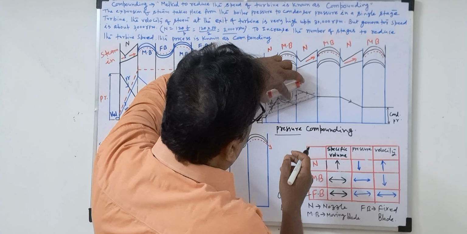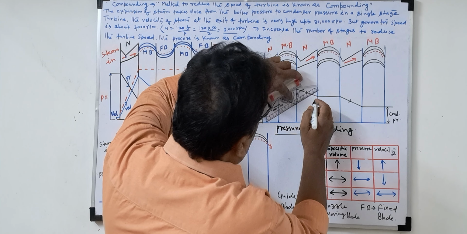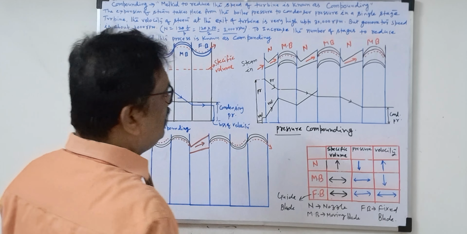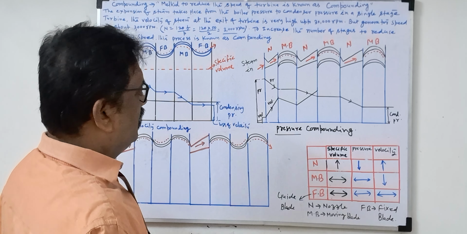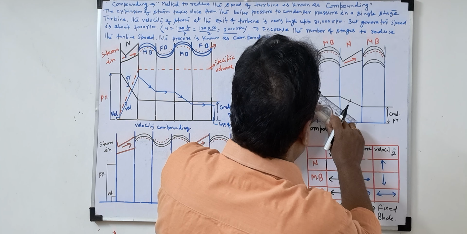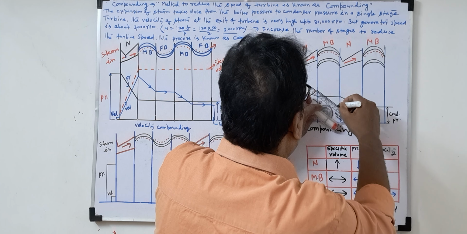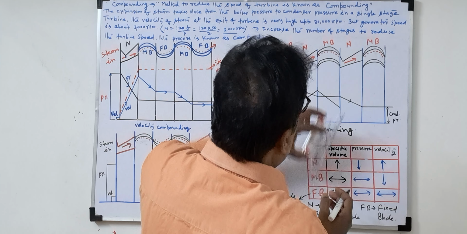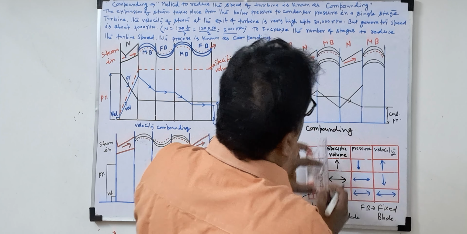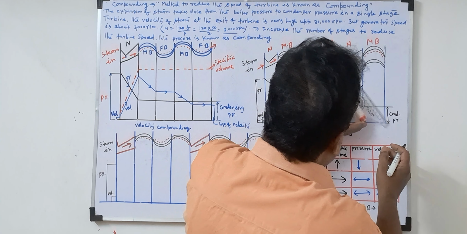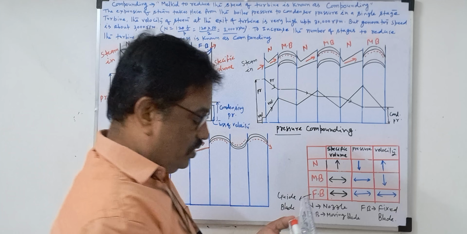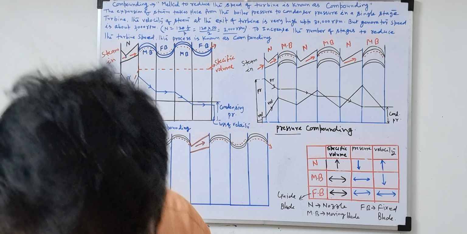What will happen again? Velocity will increase again. Now again the moving blade: velocity will decrease. Again nozzle, again velocity will increase. Again moving blade, velocity will decrease. If you show this in a different color it will be better.